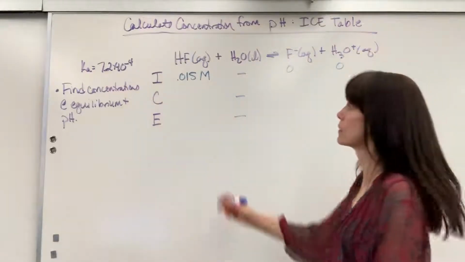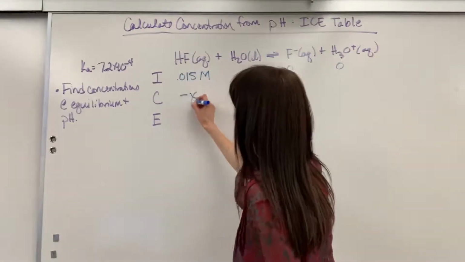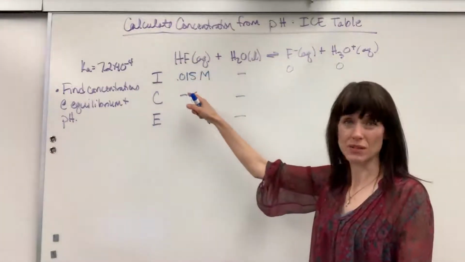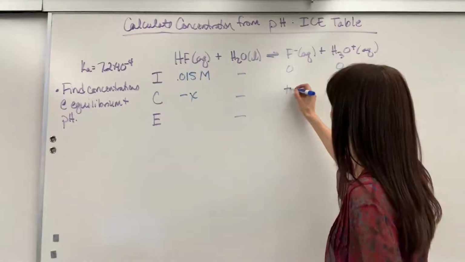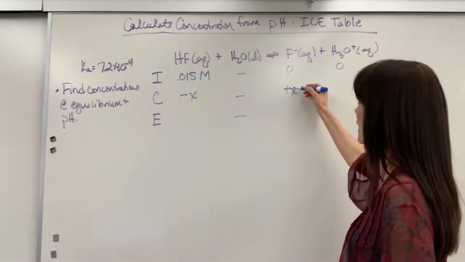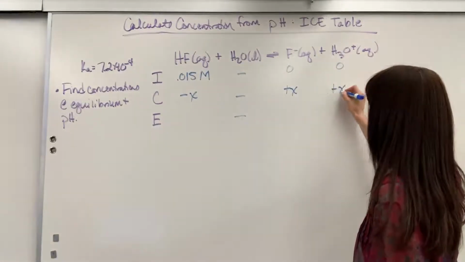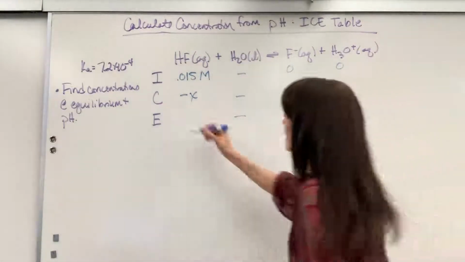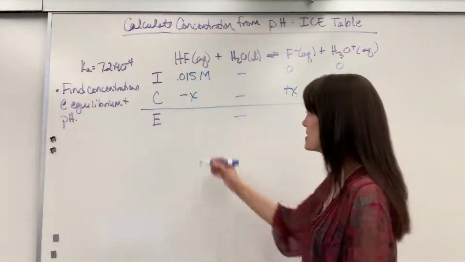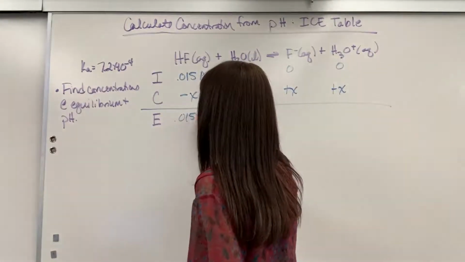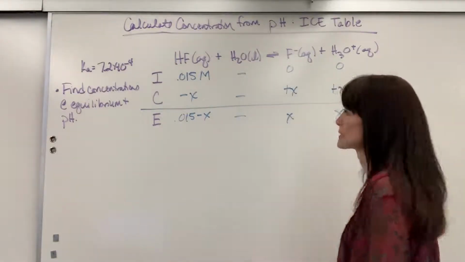Now the change, so I'm looking at those molar coefficients. For every amount of that HF that reacts, we lose X. We are going to produce 1 mole of the F, so that's going to be plus X, and 1 mole of the hydronium, so that's plus X. Love the section on E. All we have to do is add these up. I plus C. We get 0.015 minus X, 0 plus X is X, 0 plus X is X.